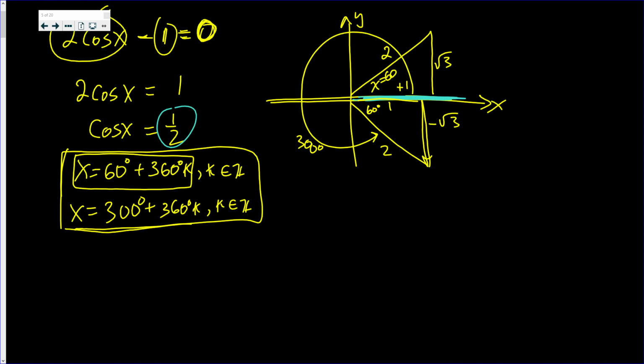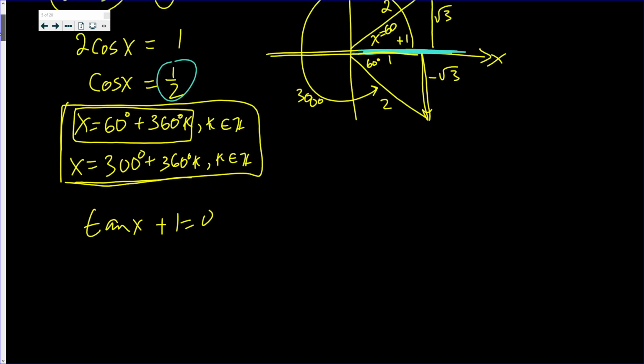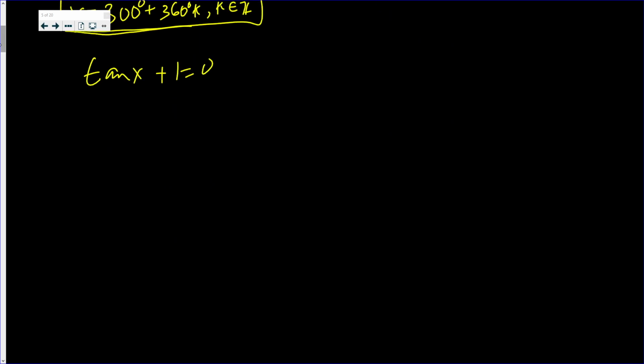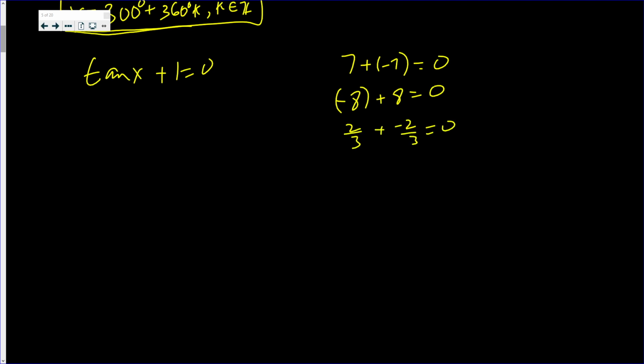Okay, let us try another equation. Suppose you have the equation that tan x plus 1 is equal to 0. Well, if you add two quantities, then you get 0. The numbers are of opposite signs. For example, 7 plus negative 7 is 0. Negative 8 plus 8 is 0. 2/3 plus negative 2/3 is 0.